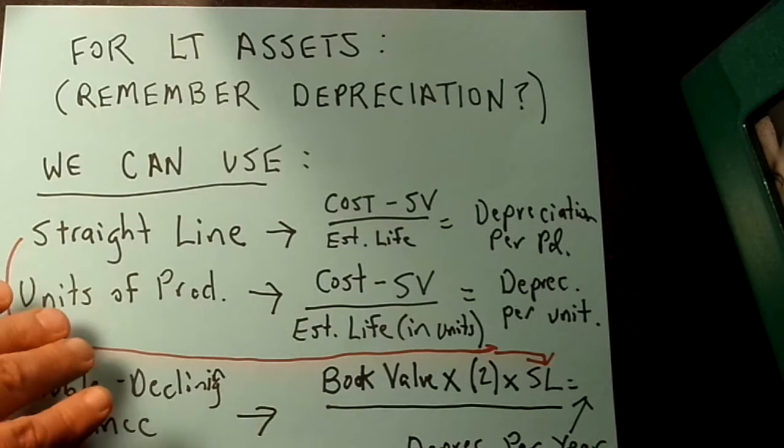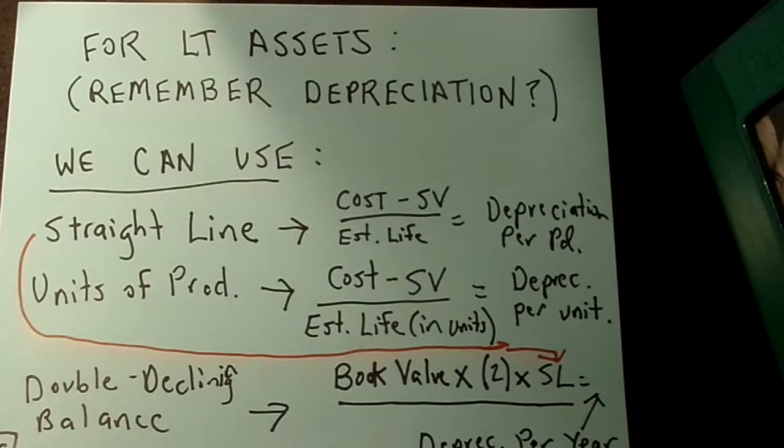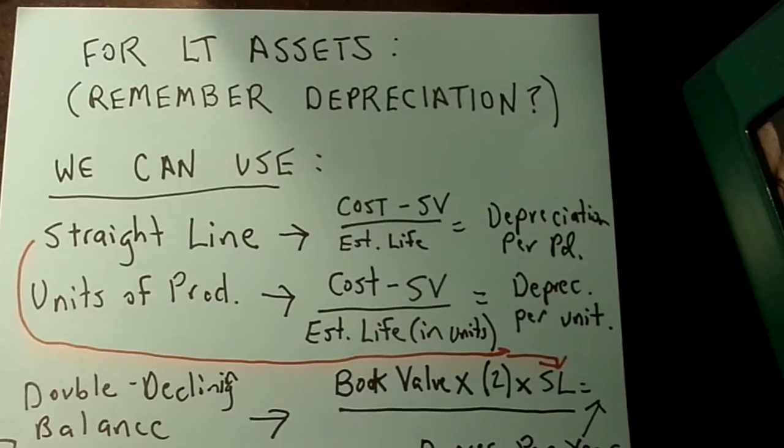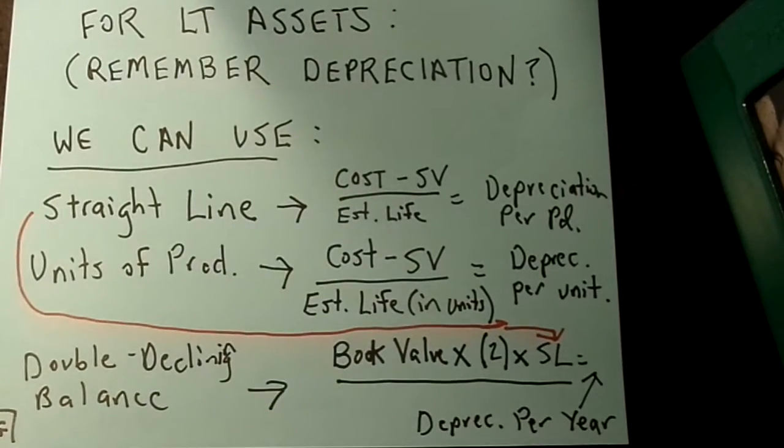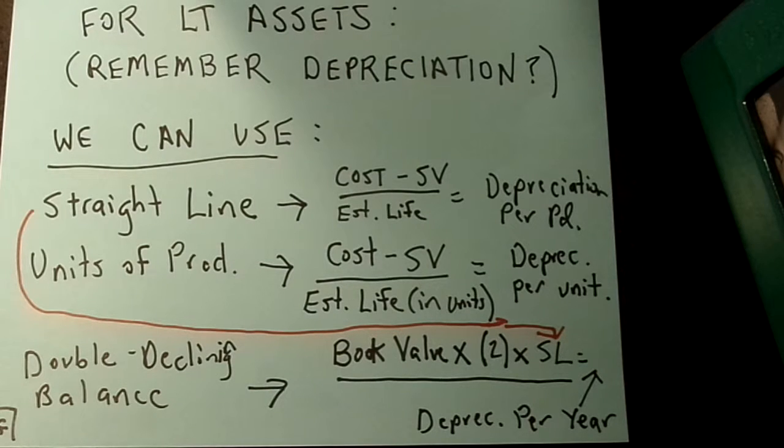Well, let's think for just a minute about long-term assets. And long-term assets are particularly interesting because of what happens with depreciation. So remember that from back in chapter 3 where we dealt with it. We can use the straight line method, and if we depreciate using the straight line method, we've already seen that. It's cost minus salvage value over estimated useful life. This gives us depreciation per period. Could be depreciation for a year, could be depreciation for a month.